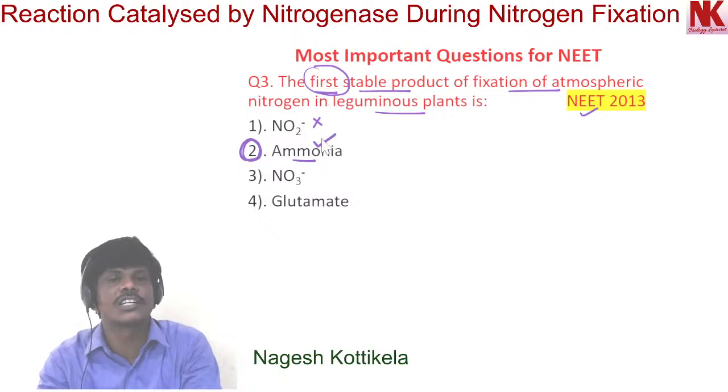This is correct. If we check the other options, nitrate: no, this is not the first stable product. Glutamate: no, this is also wrong. So the more appropriate option is option 2. The first stable product of fixation of atmospheric nitrogen in leguminous plants is ammonia. Now moving to the next question.